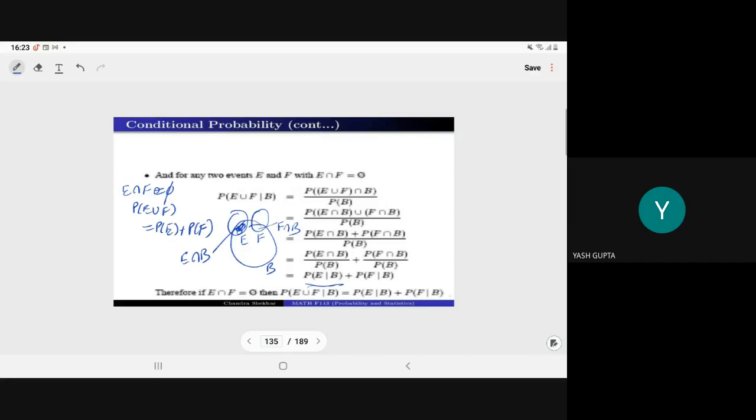So conditional probability means probability under one condition. Under one condition it satisfies the three axioms: axiom of certainty, axiom of non-negativity, and axiom of additivity. Then we can say it is also a probability function.